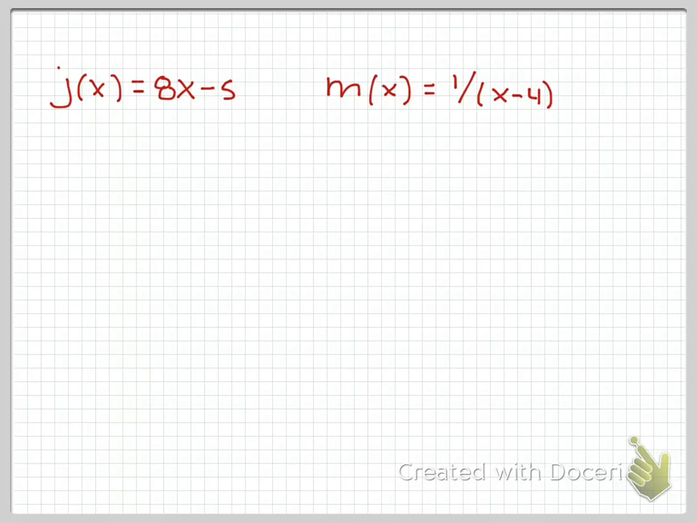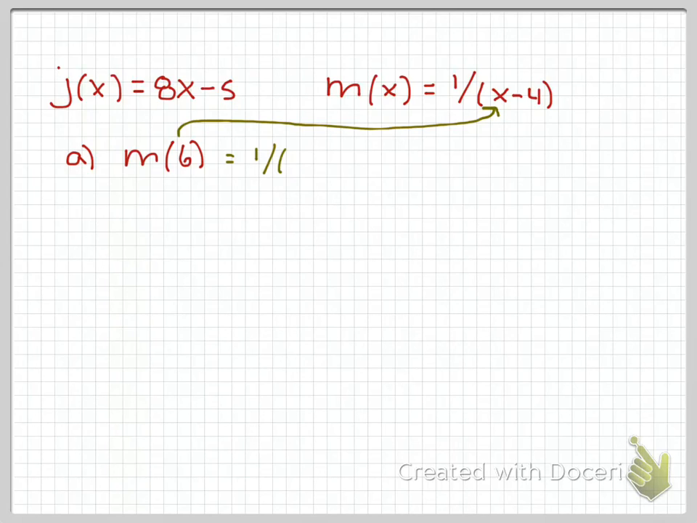So here's problem number 2. In part A, it is saying I need to find m of 6. So again, thinking about this notation here is telling me that I have the input of 6. So I can take this 6, put it in as my input to the m function. So that's going to be 1 divided by (6 minus 4) in parentheses. 6 minus 4 is 2, so in which case I have 1/2, which is an acceptable answer, or I could say 0.5.